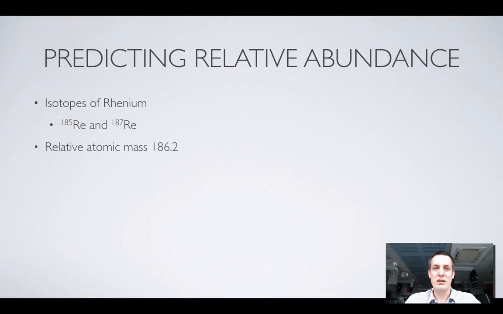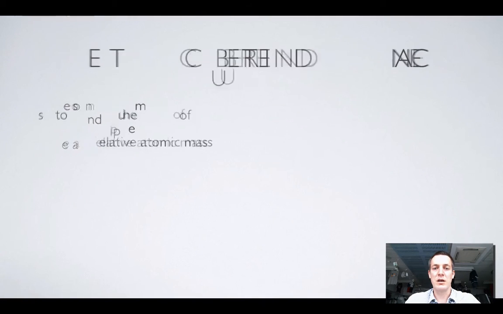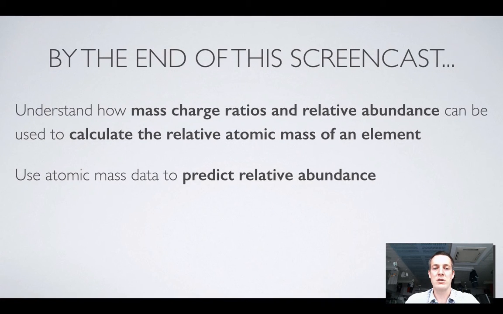Okay, so two different types of problem there. I suppose three, if we say that there are different ways of giving us the relative abundance in a question, but we can use the mass-charge ratios, so that is basically the masses of the particles, or the masses of the isotopes, and their relative abundances, given to us in different ways, to calculate the relative atomic mass. So that's the first two problems that we did. And we can use atomic mass data, so if we're told the relative atomic mass of an element, we can predict the relative abundance of the isotopes of that element, so long as we know what the isotopes were. Now hopefully that makes sense.